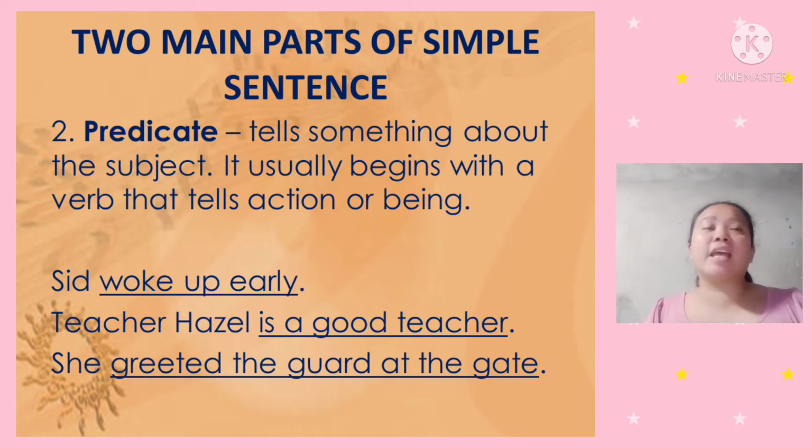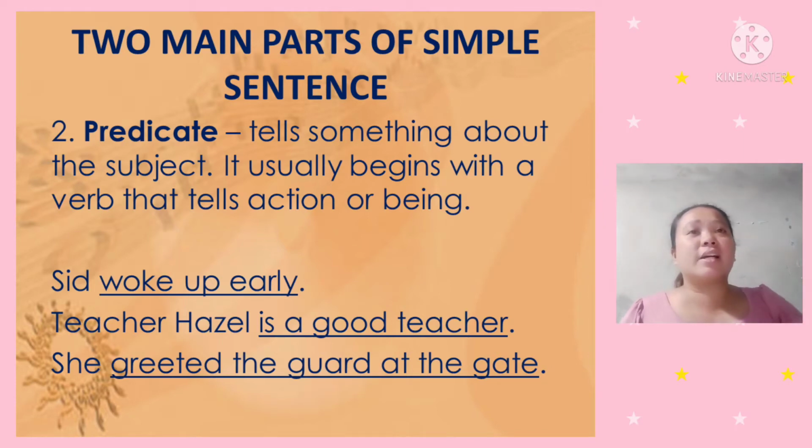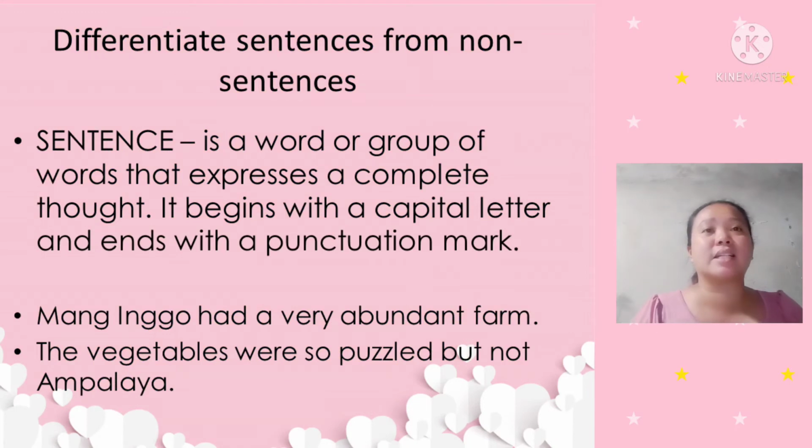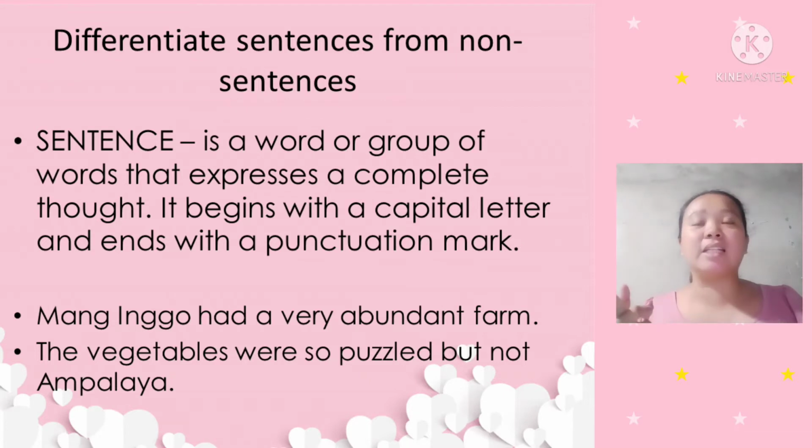So now, let's differentiate sentences from non-sentences. So, here in our subject and predicate, you're going to identify the subject and the predicate. Okay po? In our exam. So, now let's go to our sentence and non-sentence. The sentence is a group of words that expresses what? Complete or incomplete? It expresses a complete thought, and it begins with a capital letter and it ends with a punctuation mark. So these are our examples.